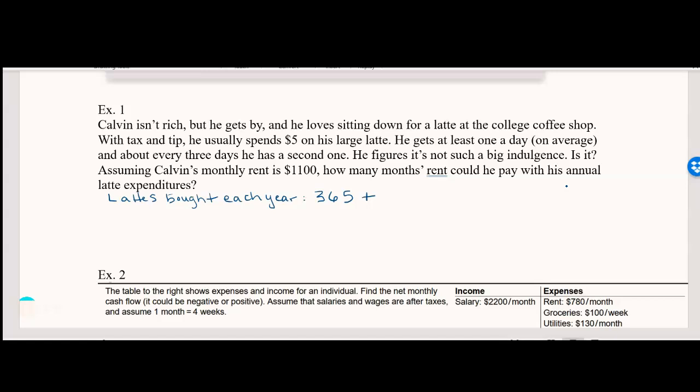We're going to keep going. It does say every 3 days he buys another one. What we could do with that is just take 365 divided by 3. Because remember, that's the second latte every 3 days. And what we get is 365 plus 121, which I'm glad we did that because it turns out to be a lot. So the lattes bought each year would be 486 lattes.